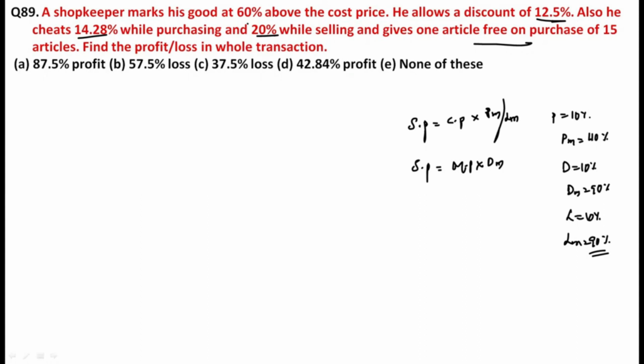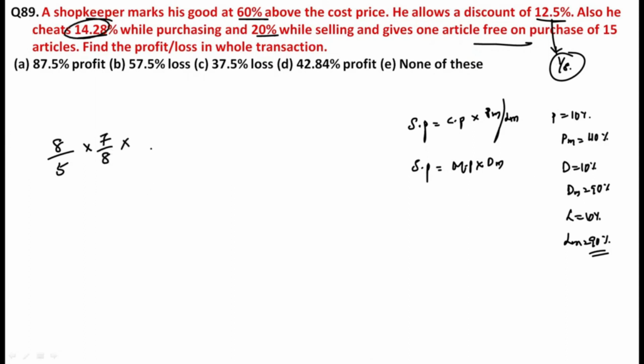So, a shopkeeper marks his goods 60% above cost price. 60% means 3 by 5. Initially 5 units, the units increase by 3. Now the total value becomes 8 by 5. You can take direct values. He allows a discount of 12.5%. 12.5% means 1 by 8. Out of 8 units, 1 unit is discount. Now the final value is 7 by 8.